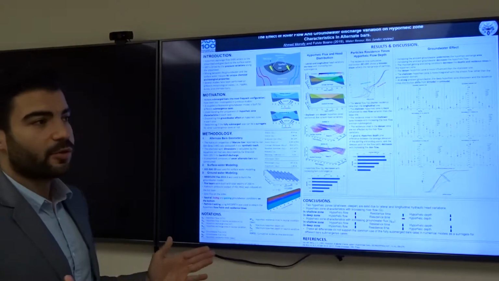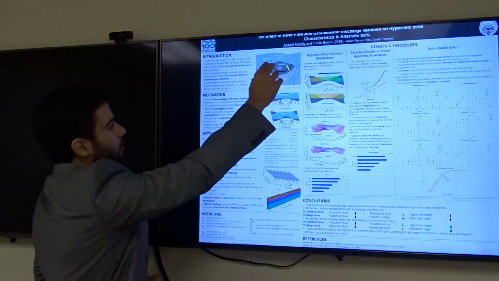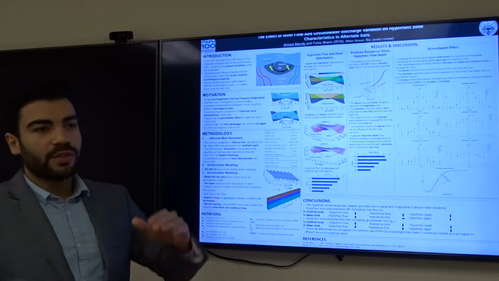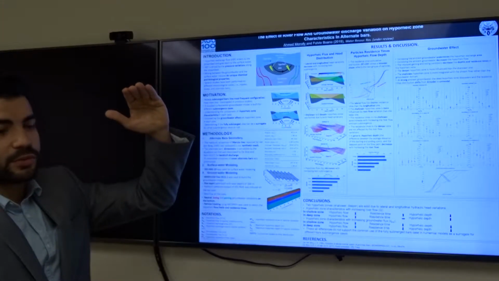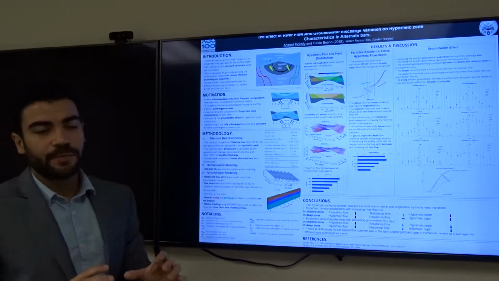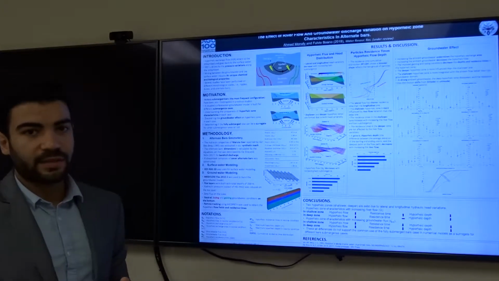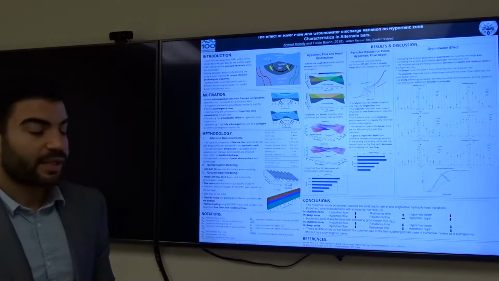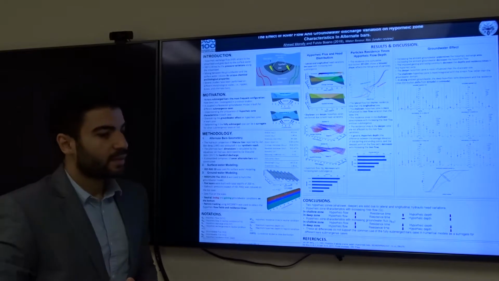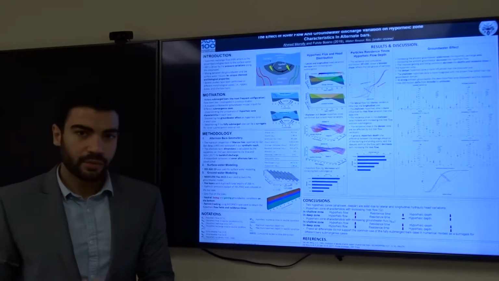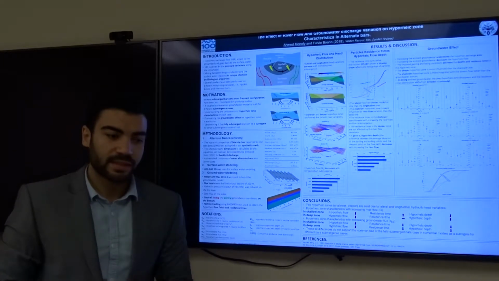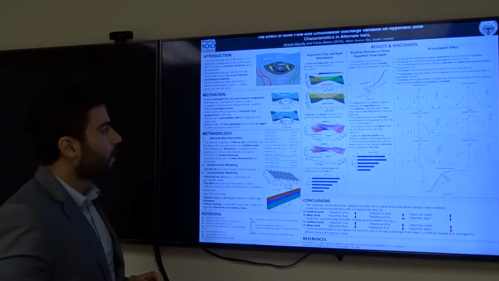So first of all, what is the hyporheic zone? The hyporheic zone is the transition zone between the river domain and the groundwater domain, and this zone is special because it's very active in terms of biochemical reactions. And we are studying it in alternate bar morphology type, or pool-riffles as some researchers call it.